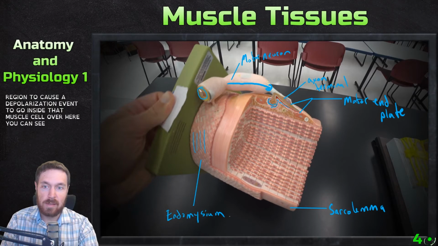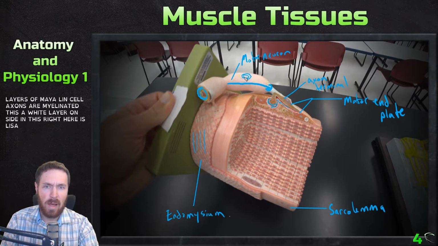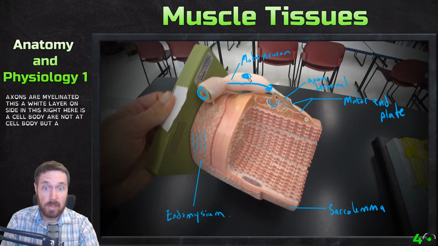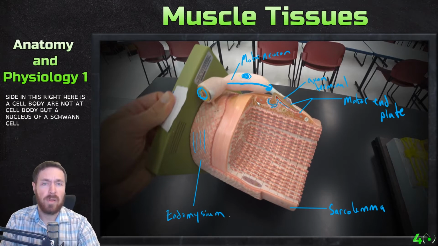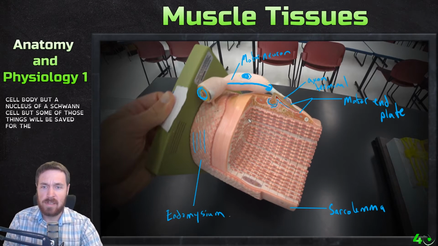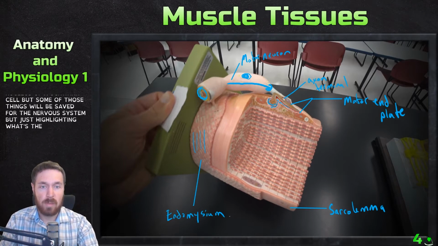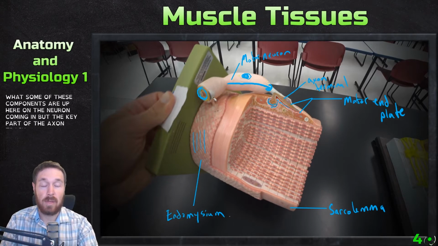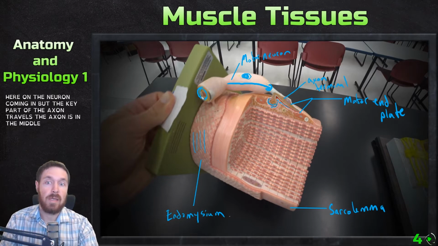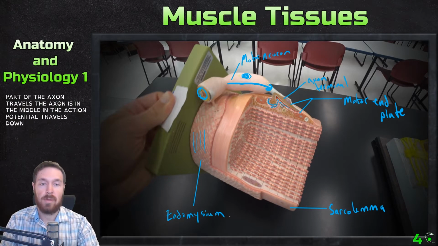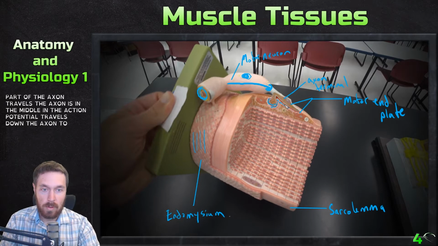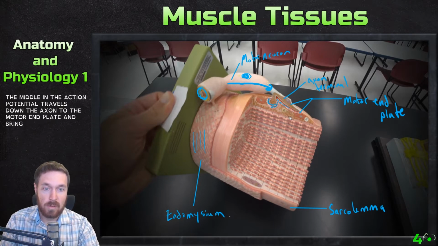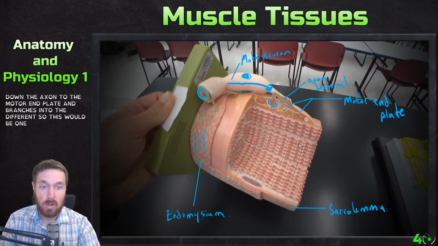Over here you can see these layers of myelin. So axons are myelinated. This is a white layer on the side, and this right here is, not a cell body, but a nucleus of a Schwann cell. Some of those things will be saved for the nervous system, but I'm just highlighting what some of these components are up here on the neuron coming in. The key part is the axon is in the middle, and the action potential travels down this axon to the motor end plate and branches into the different fibers, so this would be one motor unit.